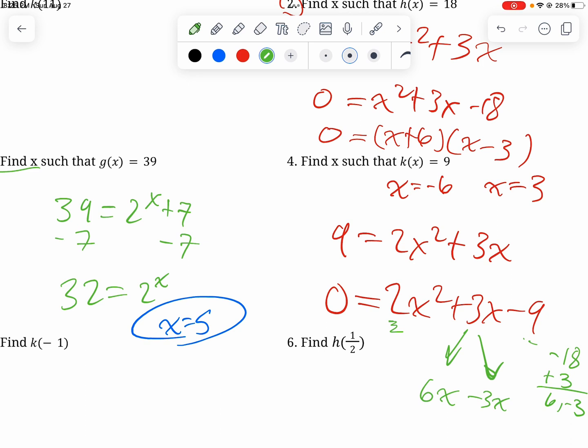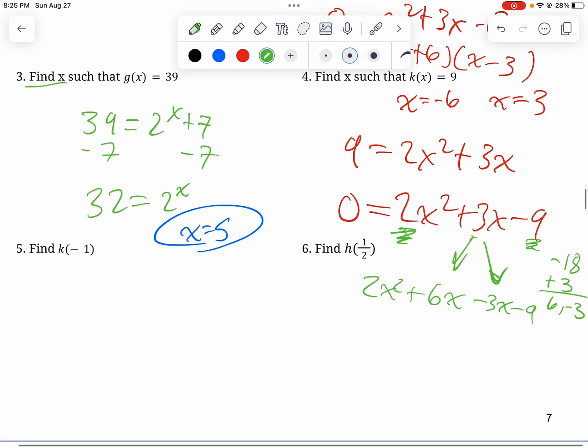Okay. So again, you have to take that a, that thing in front of the x squared, and multiply it by the c, the constant, get negative 18. And then you need to think of 2 numbers that multiply to negative 18 and add to 3, and that tells you how to split the middle term. You're not done. You drag down the 2x squared, you drag down the minus 9. And at first glance, what you have right here looks more complicated than what you started with. Why? Well, now it has 4 terms instead of 3 terms.